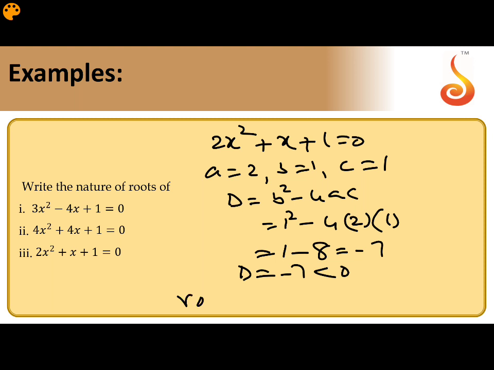So what you can call? Roots are not real. So not real means we can call as imaginary roots. So I hope everyone understands how to find the nature of the roots, which depends on the D value. D is nothing but discriminant.